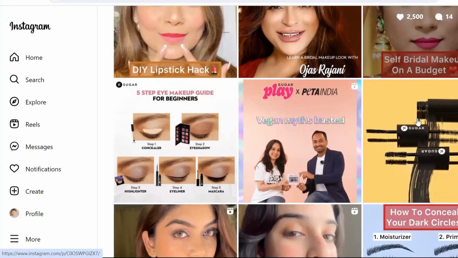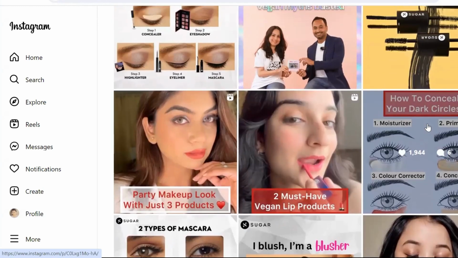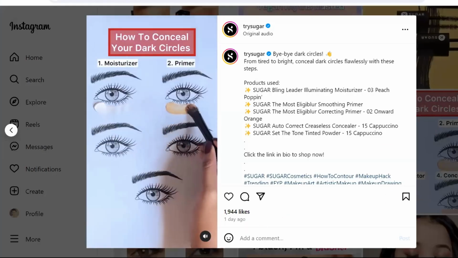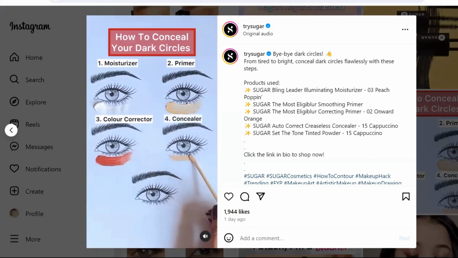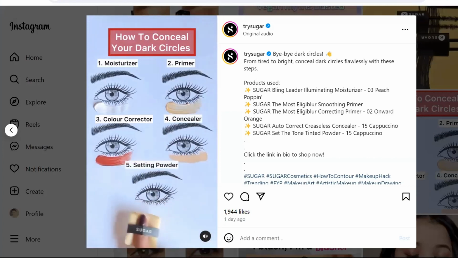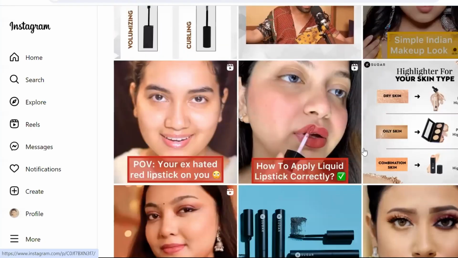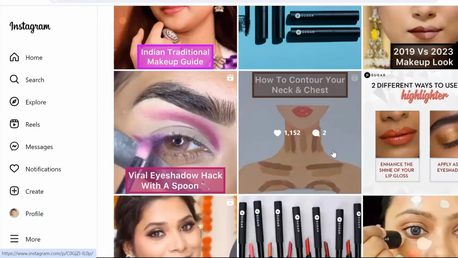So as I told you, leverage trends, because social media trends are always coming up, especially in the short form video formats like Instagram Reels, or on YouTube Shorts. So the trends are always there, and brands can increase their reach hugely if the trends are followed correctly.